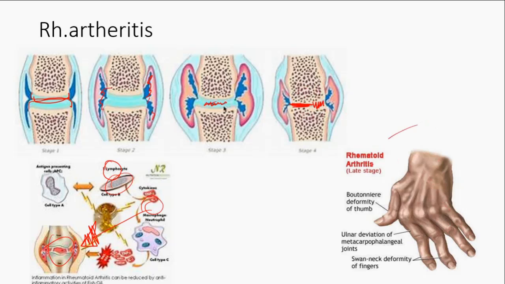Okay, so this is a classic sign that you see in rheumatoid arthritis patients. You have these boutonniere deformities and the swan neck deformities of the fingers, and this is essentially where the bones are now fusing together. They're almost becoming one bone, and it forms this weird swan-like deformity.